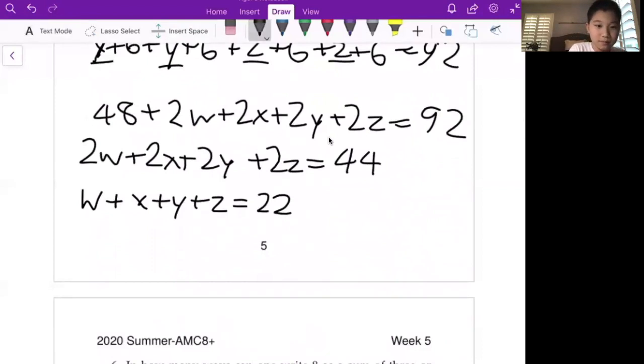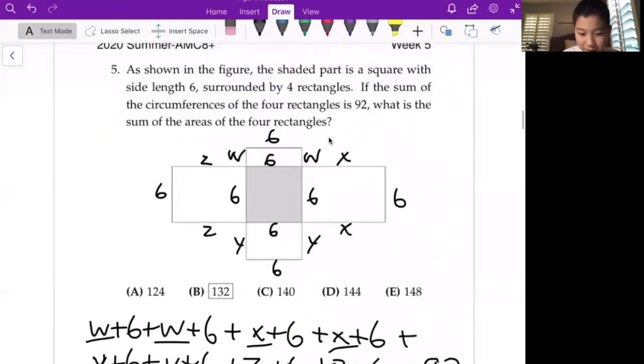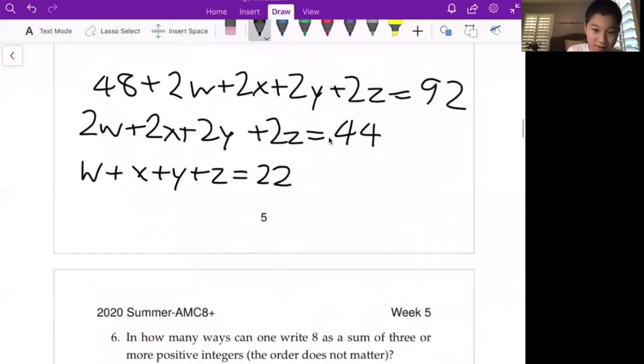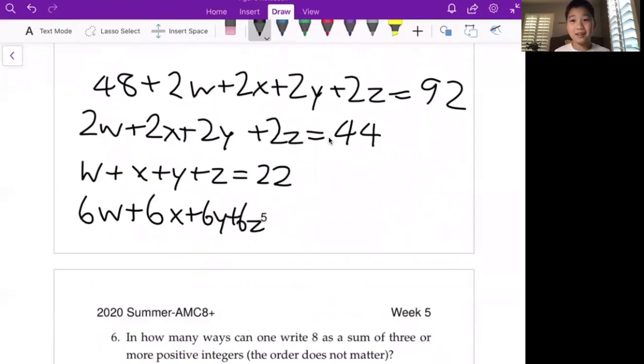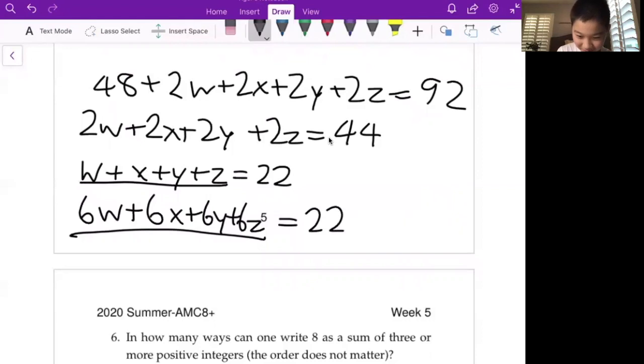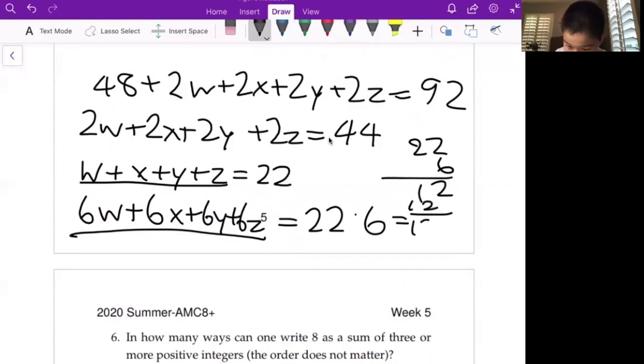So what is that? Well, let's look at the diagram again. 6W plus 6X plus 6Y plus 6Z, right? Well, do you realize something? Yes. It's rare we get this lucky, but in a competition problem with an answer, you have to get this lucky. Well, yeah, so we're basically done here. 22 times 6 is 132. And we're done.